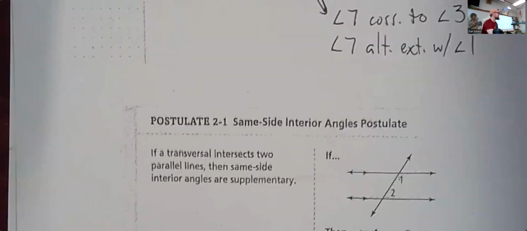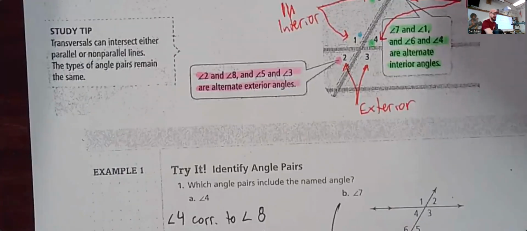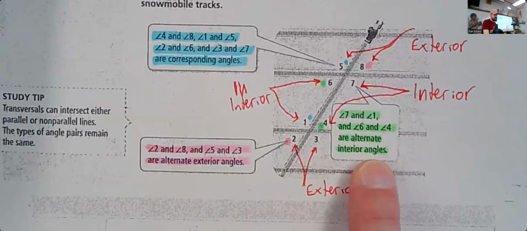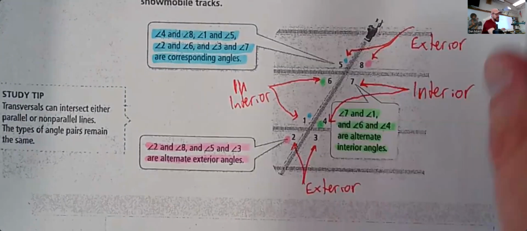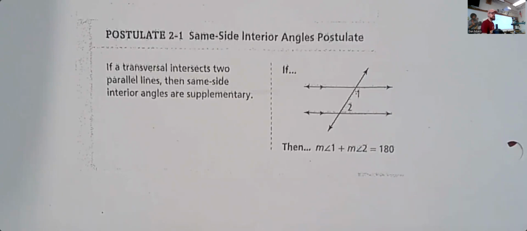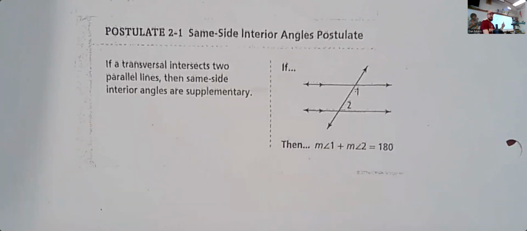Now, there is a mathematical relationship if the lines are parallel, but it is not that they are congruent. If the lines are parallel, corresponding, alternate exterior, alternate interior, those are all congruent. If you have parallel lines, what does this say that the same side interior angles are? They equal 180. They are supplementary. So that is the other relationship that I mentioned on the first page.